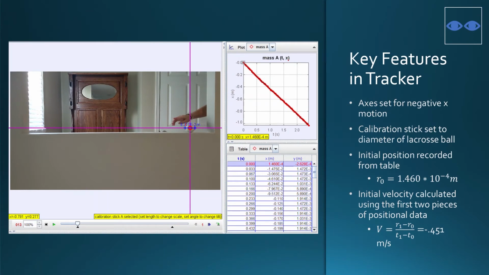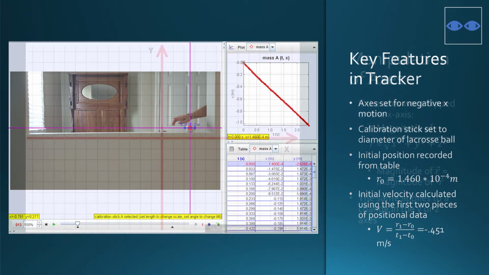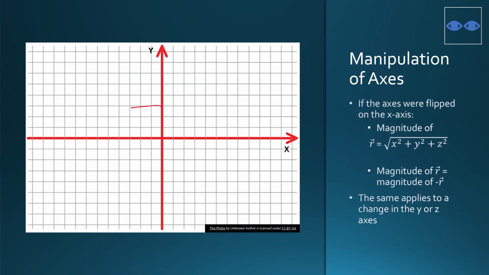There are a few key features from Tracker that should be noted. The first of which is the orientation of my axes, which predicted the ball's motion in the negative x direction, as you can see in this negative graph here. The positional data from this graph showed up in this table here, which I then used to calculate my initial position and my initial velocity, as well as the time range that I would need in order to initialize my GlowScript program. If I change the orientation of the axes from, say, negative to positive, the magnitude of the vectors would not change at all.